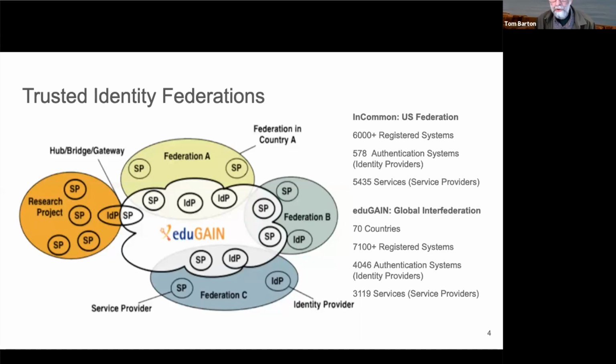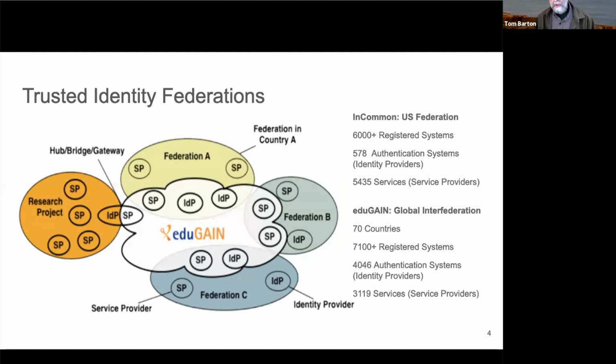There's technology, there's policy, there's organization. A lot of stuff goes into that, which I'm not going to dwell deeply on right now. There's 70 different countries at this point that have them, and they're all bound together by something called eduGAIN.